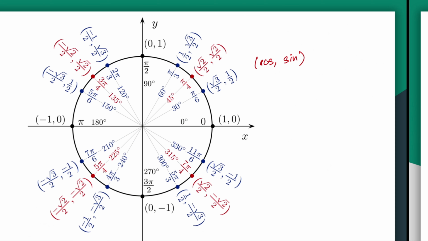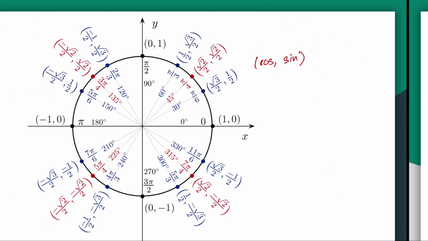What's the cosine of 30 degrees? Square root of 3 over 2. What's the cosine of 45? Square root of 2 over 2. Now you're probably noticing something. Where's tangent? Where's secant? Where's cosecant?